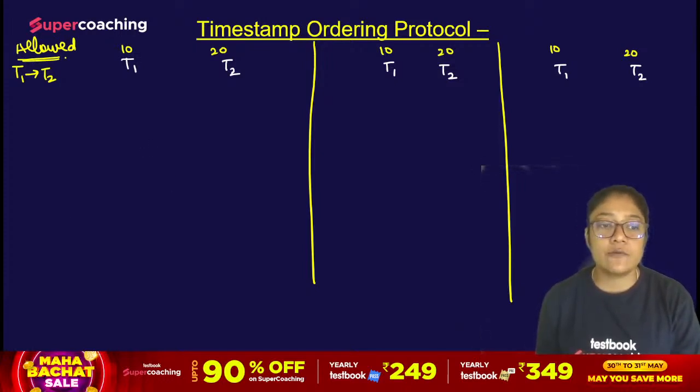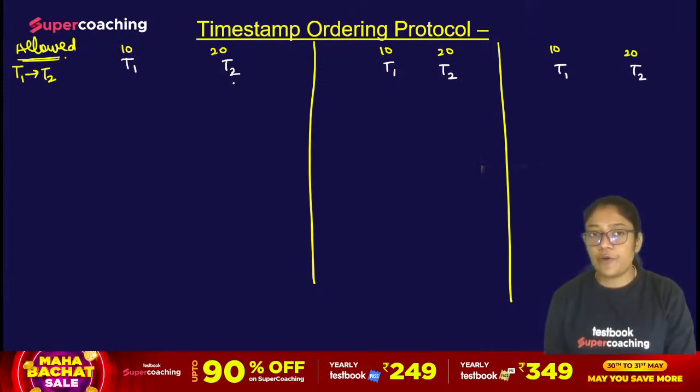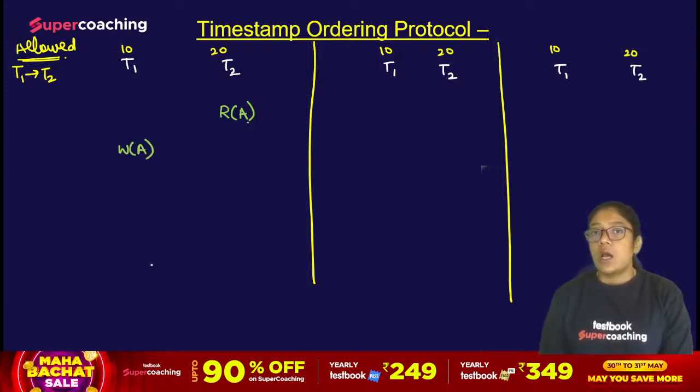Now let's consider a few operations here. Let us assume that T2 has performed a read operation, and after that transaction T1 is going to perform a write operation. Another possibility of getting a conflict pair is that T2 has performed a write operation. Then if T1 is performing either the read operation or the write operation, it results in a conflict pair.